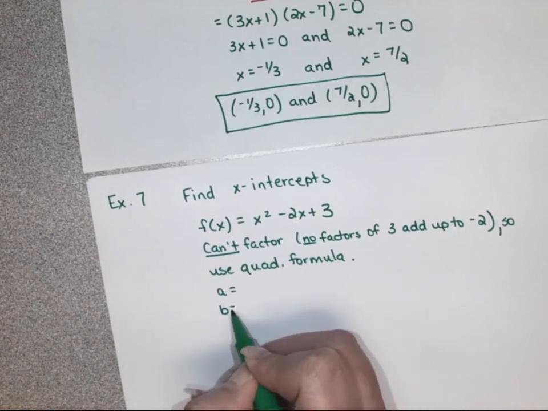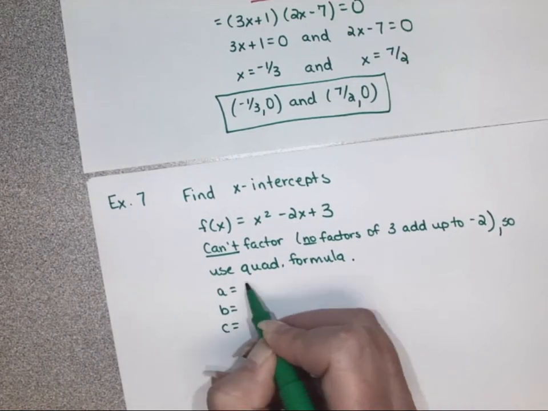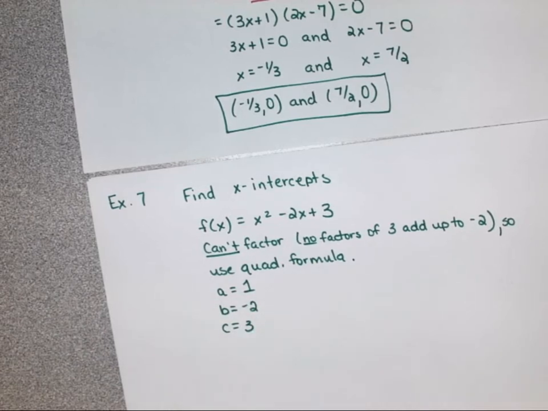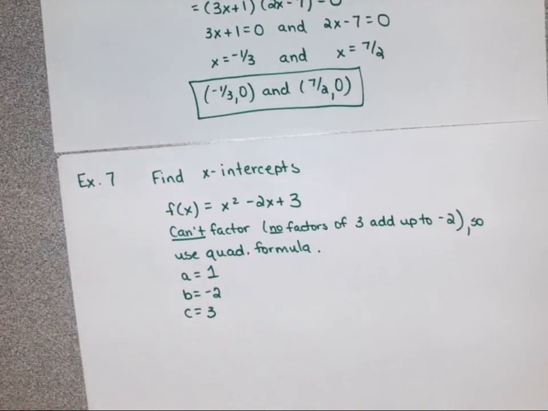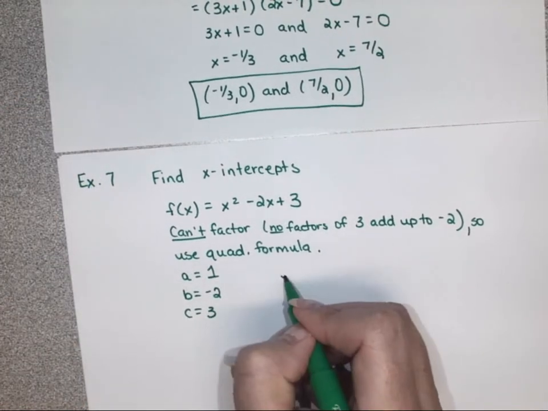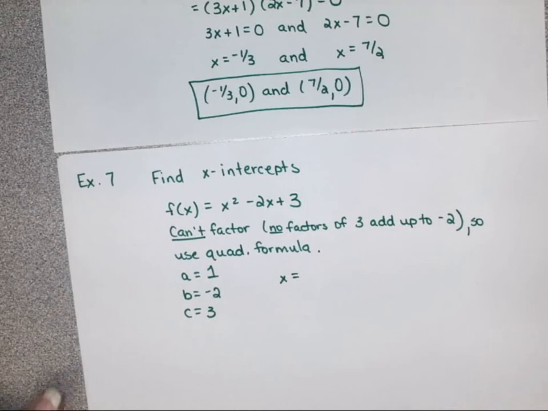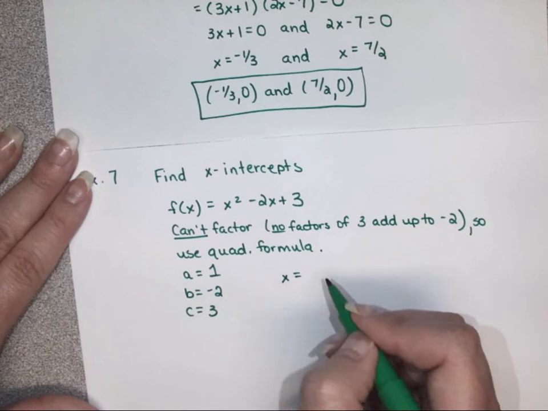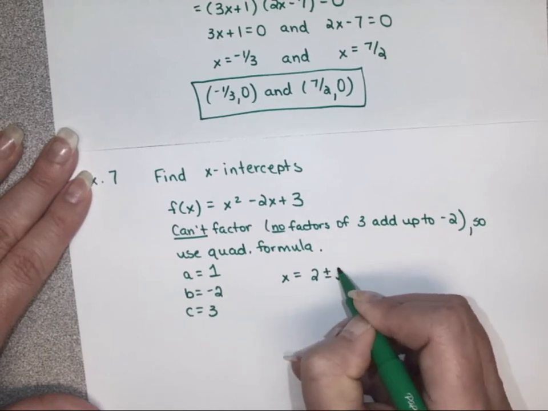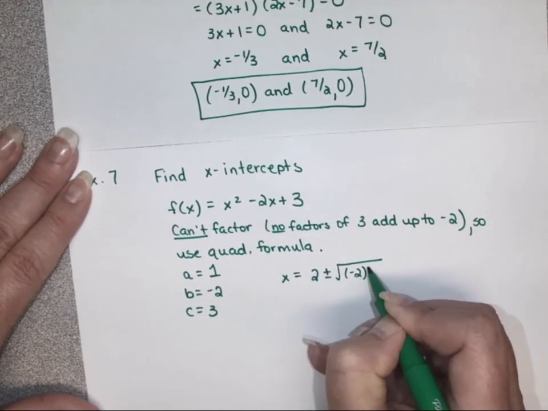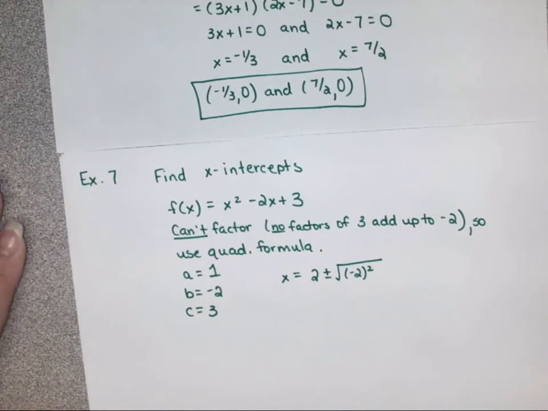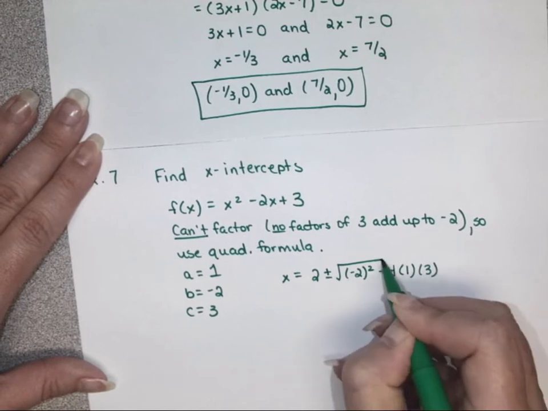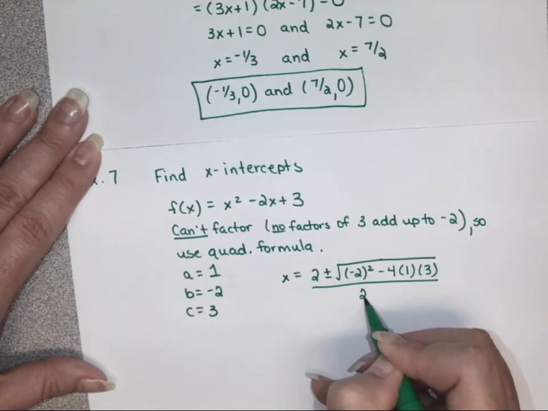Okay, so again, we're going to lay out what our A, B, and C are. So A is 1, B is negative 2, and C is 3. So here's our quadratic formula. It's negative B. Okay, so what is negative B if B is already negative 2? Positive 2, so it's negative B plus or minus the square root of B squared. Remember, when you have negative numbers, put them in parentheses. Minus 4AC, and then all over 2A.